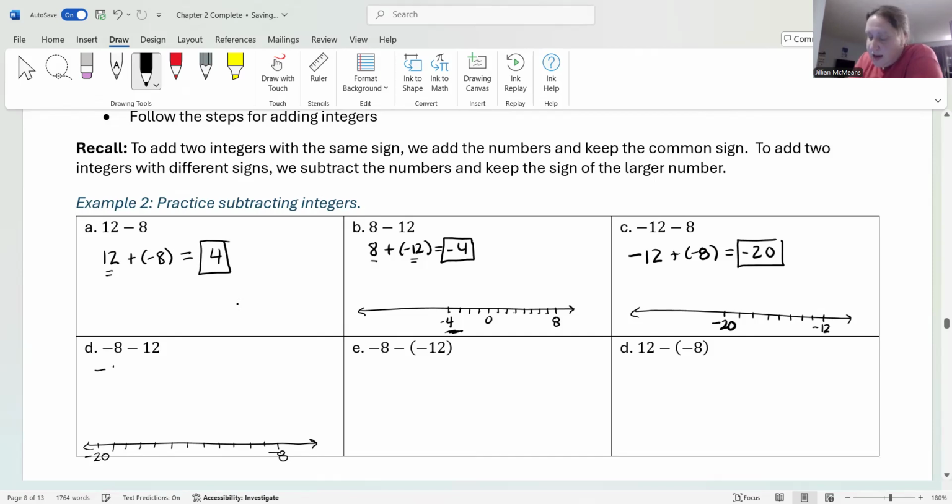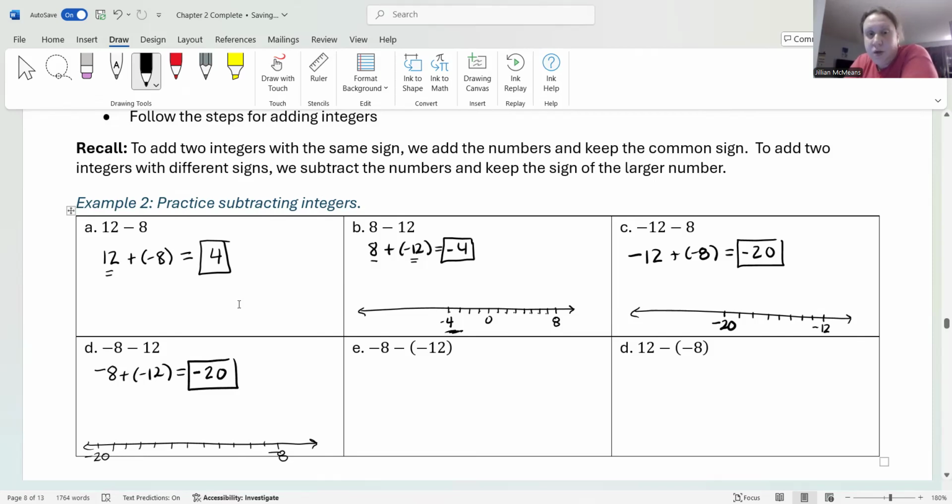So first number stays exactly the same. But instead of subtracting +12, I want to add the opposite of +12. So I want to add -12. So we're adding two numbers that have the same sign. We add 8 plus 12 is 20. And because they were both negative to start with, the final sum is also going to be negative.